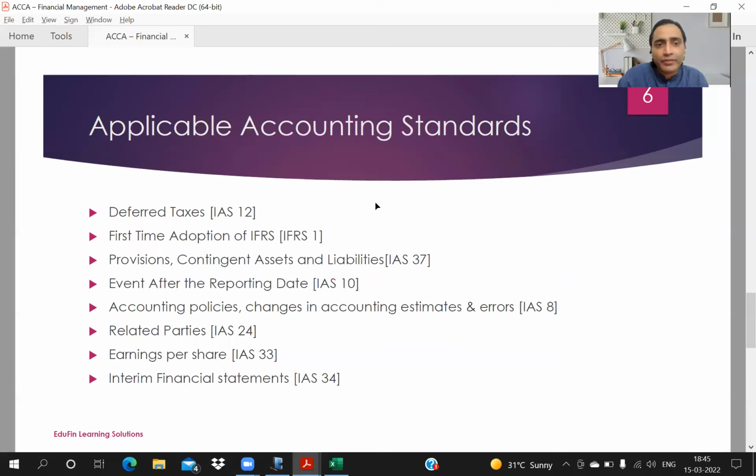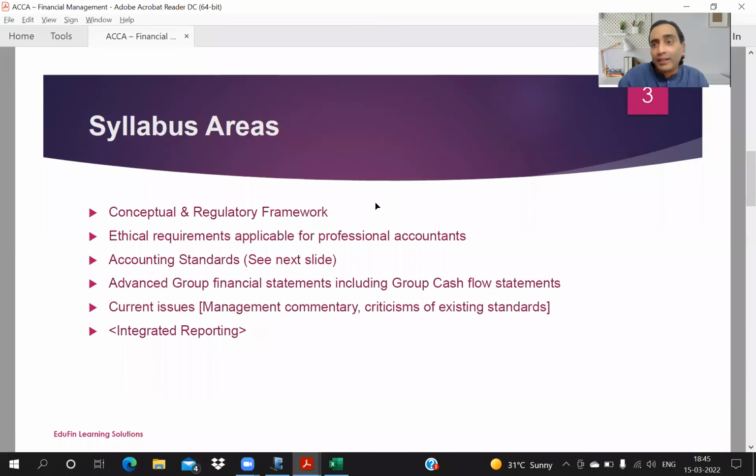Now, I generally start off IFRS sessions by asking a simple question, especially to those students who have some background in financial reporting, who know a little bit about IFRS. So guys, let me ask you all, why are we studying this paper? Why are we studying this subject? What is the intent behind studying IFRS? And I want simple, crisp answers.